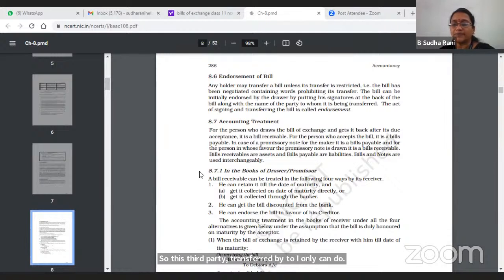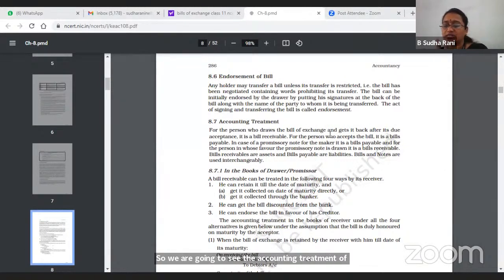Say, for example, Harish is a drawer, or Manish or someone is the drawer in our yesterday's example. So he has a supplier, some ABC company. For the adjustment, Manish can transfer his bill to the name of ABC. Then the drawee will go and pay ABC on the order of Manish. That is endorsement of bill. So we are going to see the accounting treatment of these transactions.